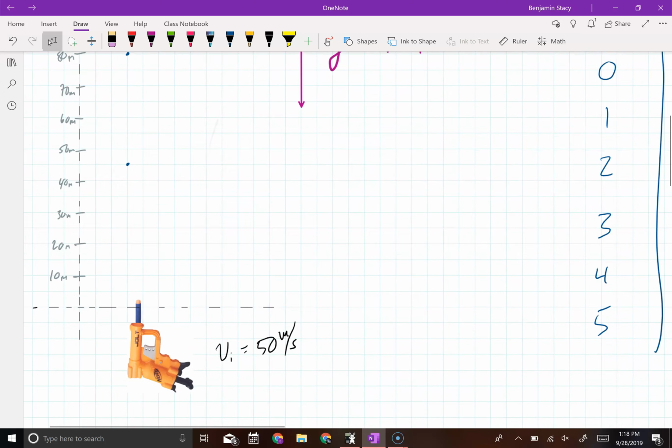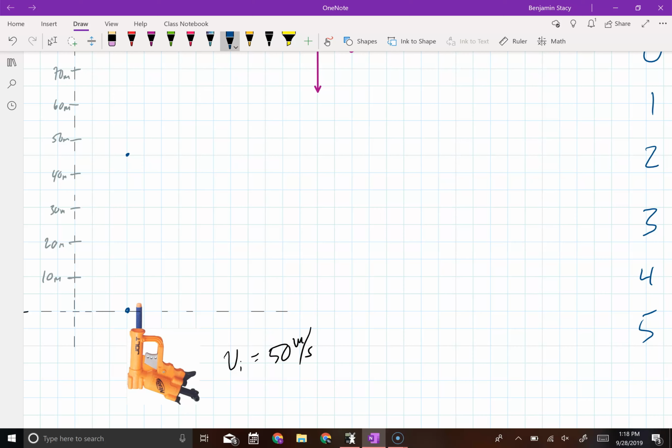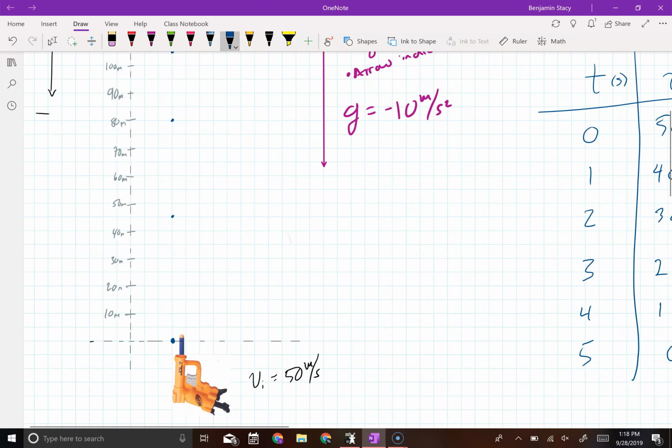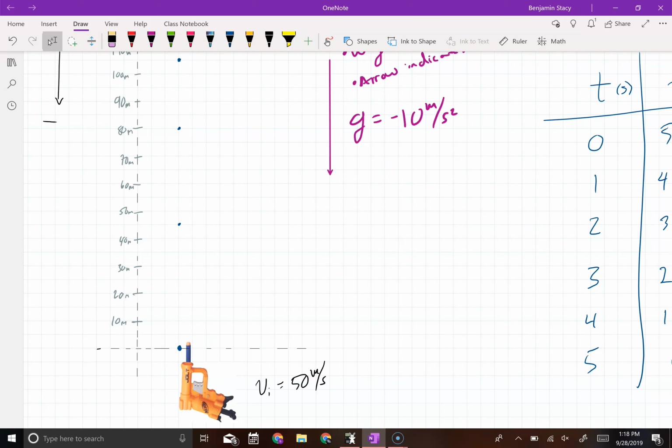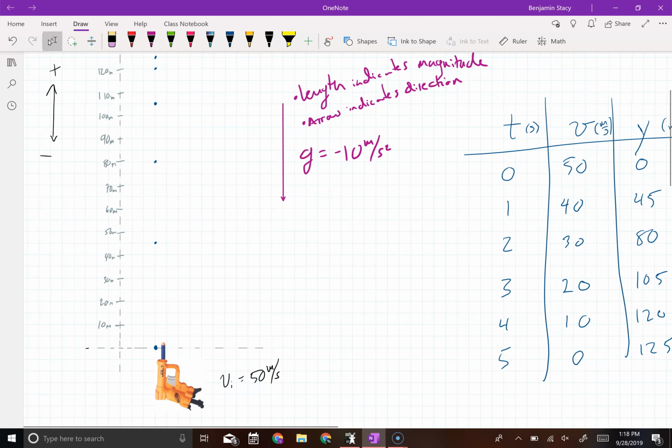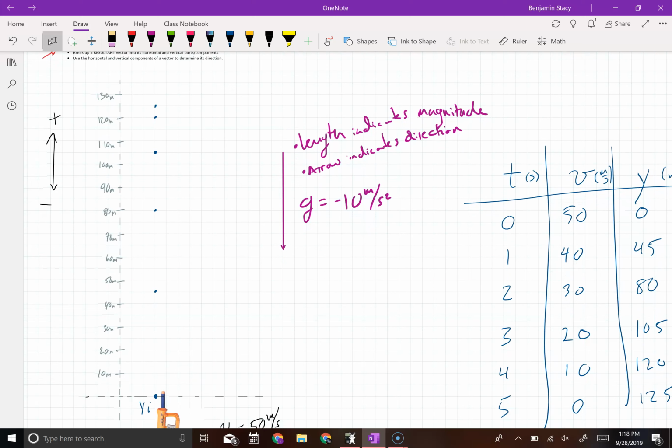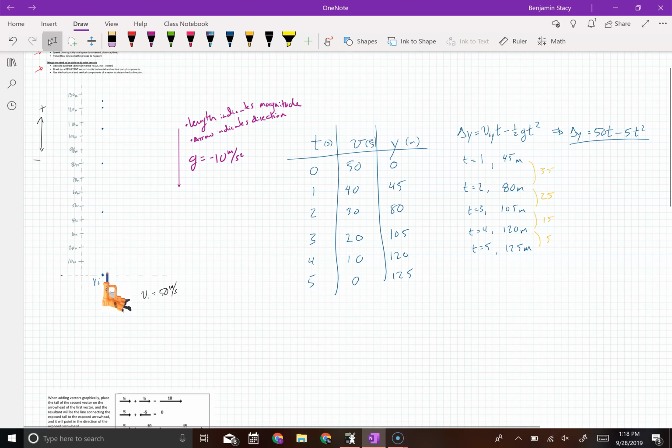Okay, and then at 0 seconds, we're way down here. That's the starting point. All right, so there are positions. That's y initial. And then all of those dots, it just looks like the dot diagram that we discussed at the very beginning. The dots are getting closer together because the dart on the way up is slowing down. Okay, so we have a table to help us find our positions.